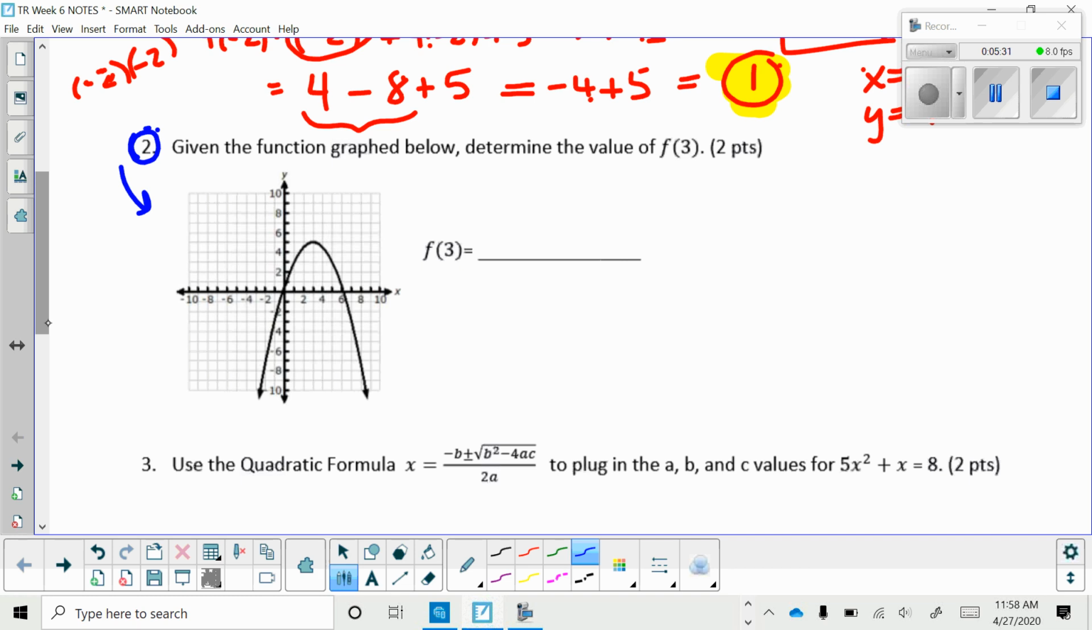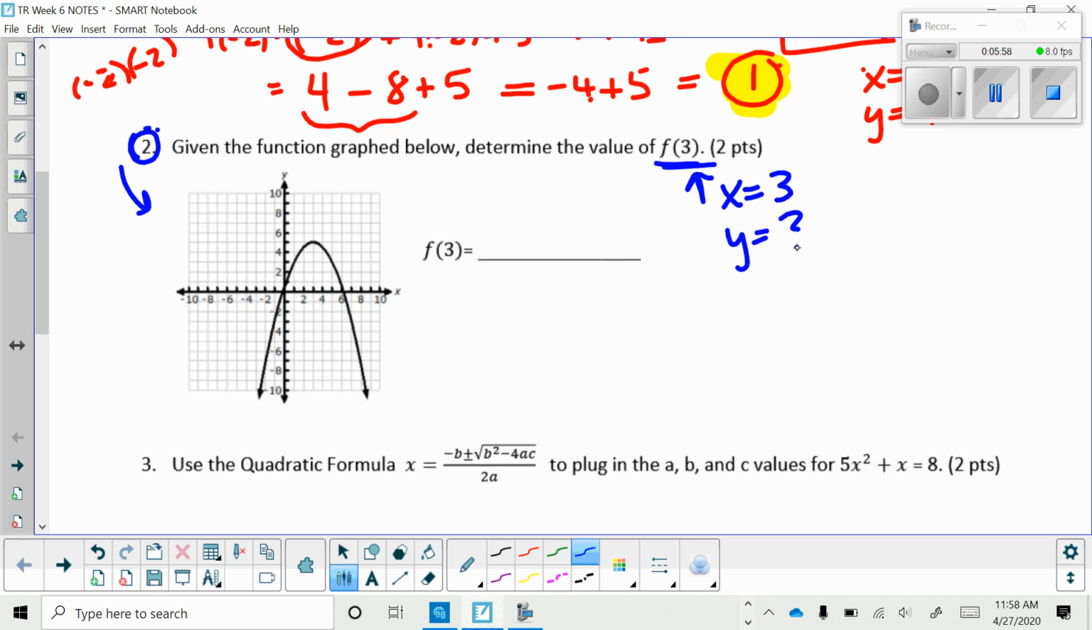So given the function graphed below, you see there's no equation like f of x equals x squared plus 5x plus 6 or anything like that. Instead of an equation, we're given a picture. It says determine the value of f of 3. So this picture represents the function f, and this notation is saying, okay, x equals 3.